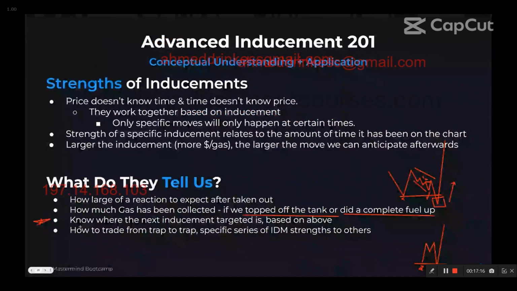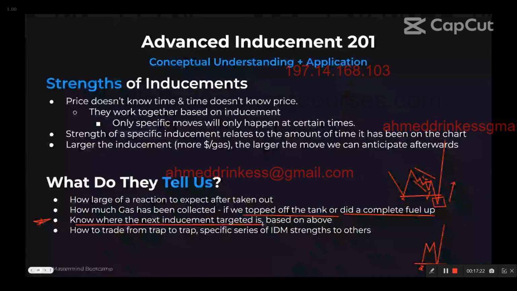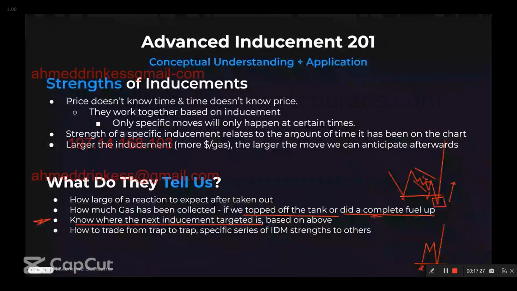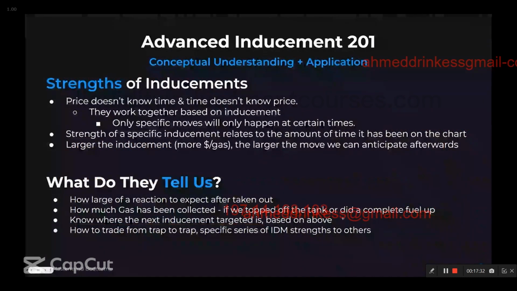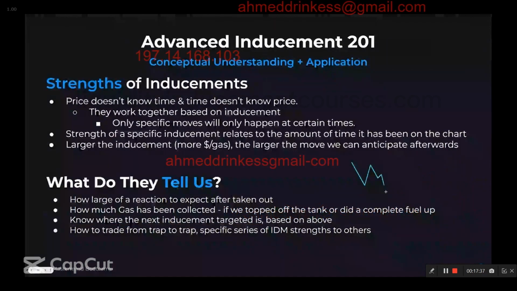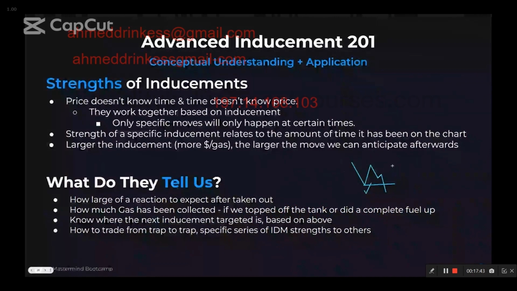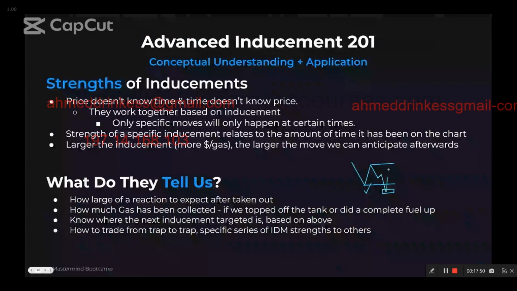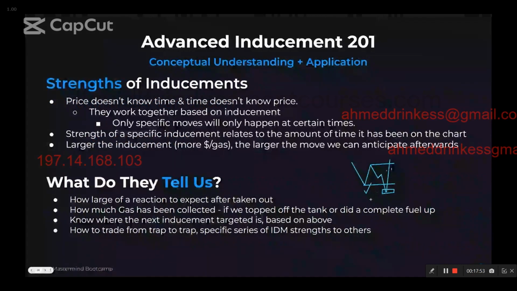Arguably, the next most important thing is we will know where the inducement is targeted based on this. Again, I'm drawing this out, even though we're about to go through a few things, because conceptually it's very important to understand. If you've already collected your destination, you will be able to know where price needs to go after a major fuel up. And then that's all you focus on in here.